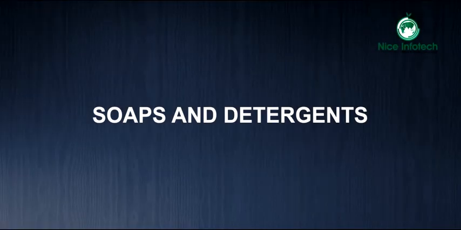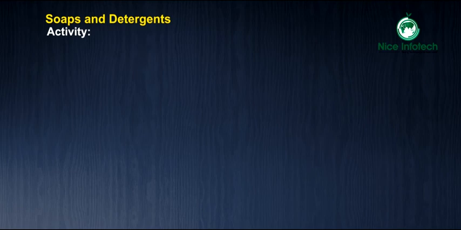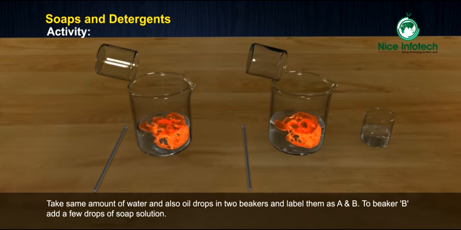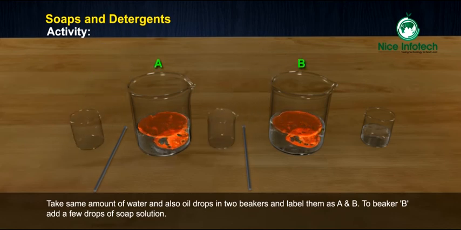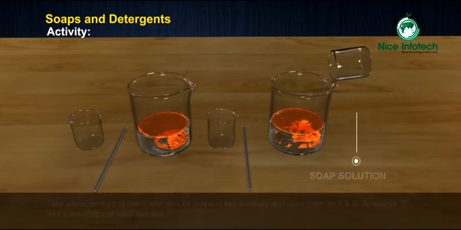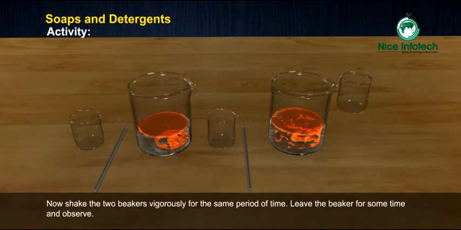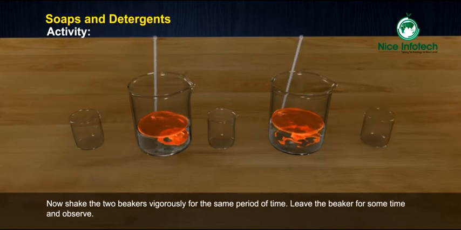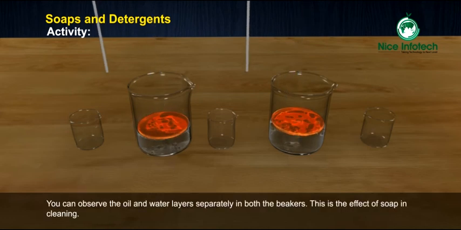Soaps and detergents. Activity: take some amount of water and also oil drops in 2 beakers and label them A and B. To beaker B, add a few drops of soap solution. Now shake the 2 beakers vigorously for the same period of time. Leave the beakers for some time and observe. You can observe the oil and water layers separately in both the beakers. This is the effect of soap in cleaning.